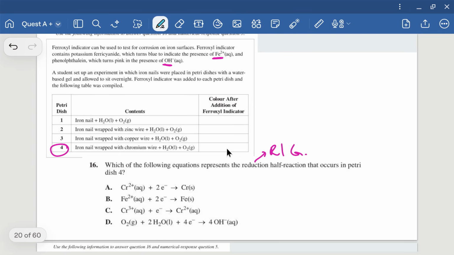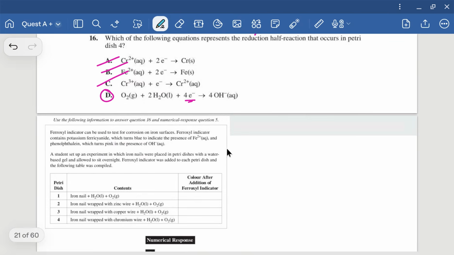I'm just taking a look, just kind of by process of elimination. If we have an iron nail wrapped in chromium wire, those are two solids. So just based on that, it can't be any of these because we need a solid present. We also have water and O2 present, and reduction is gaining electrons, so we're showing that. Looks like the only option really there could be D, and that's without even looking at our data booklet.